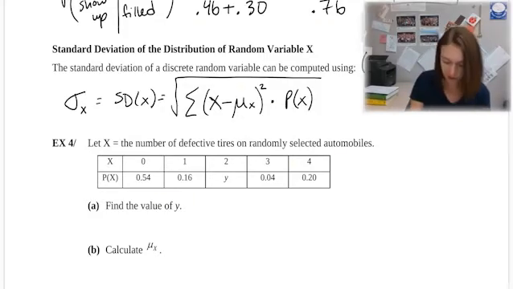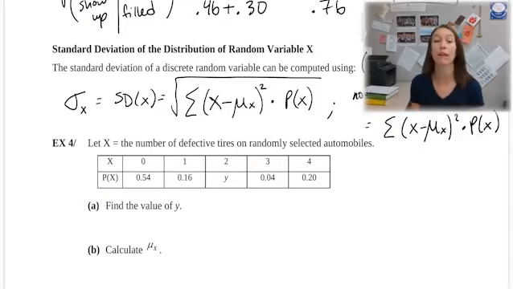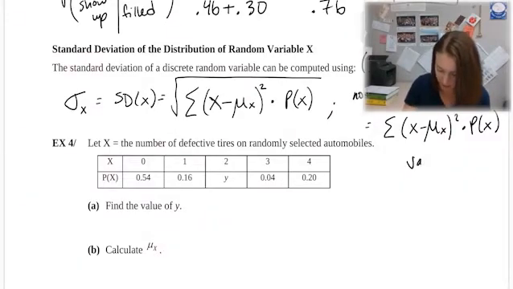And then just a quick note, sigma sub x squared, the standard deviation of x squared, is the variance of x, and that's just the part on the inside: x minus mu sub x squared times probability of x. So if they ask you for the variance, that's just the square of the standard deviation, or just the inside of the square root part. So that's the variance.